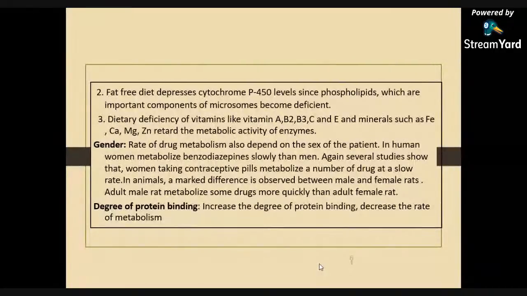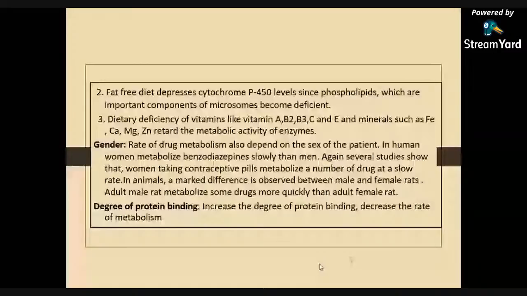Then the next parameter is the degree of protein binding. The degree of binding is also one of the most important factors, which makes your metabolism process rapid or slower. Increasing the degree of protein binding decreases the rate of metabolism. If protein binding is more, then your metabolism process will slow down.